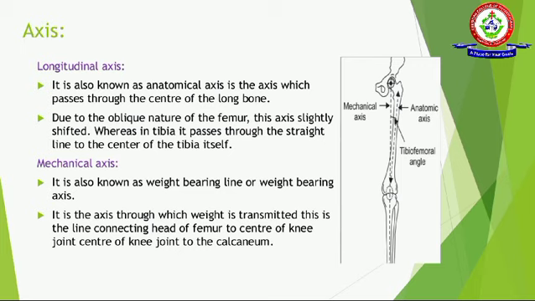It is an axis which passes through the center of the long bone. Due to the oblique nature of the femur, this axis is slightly shifted, whereas in tibia it passes through a straight line to the center of the tibia itself. Mechanical axis. It is also known as weight bearing line or weight bearing axis. It is the axis through which weight is transmitted. That is, the line connecting the head of the femur to the center of knee joint to the calcaneum.